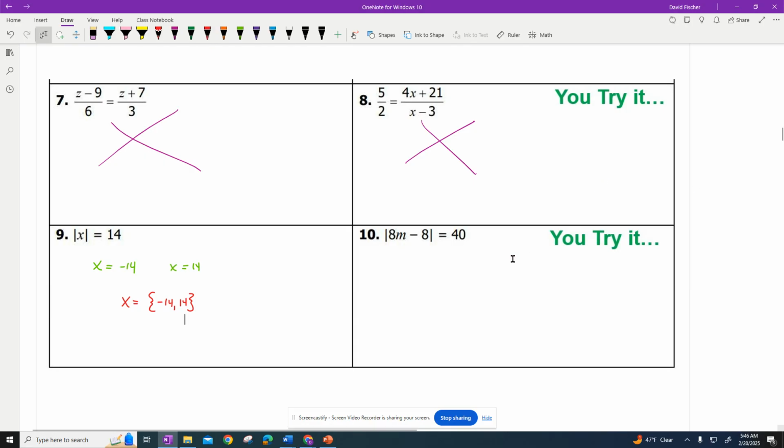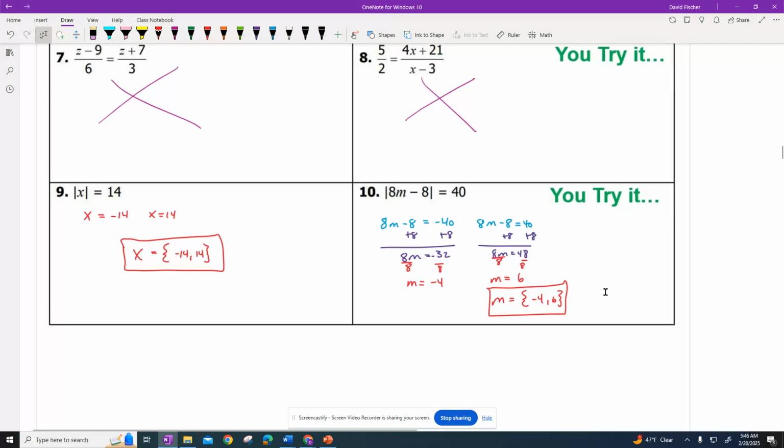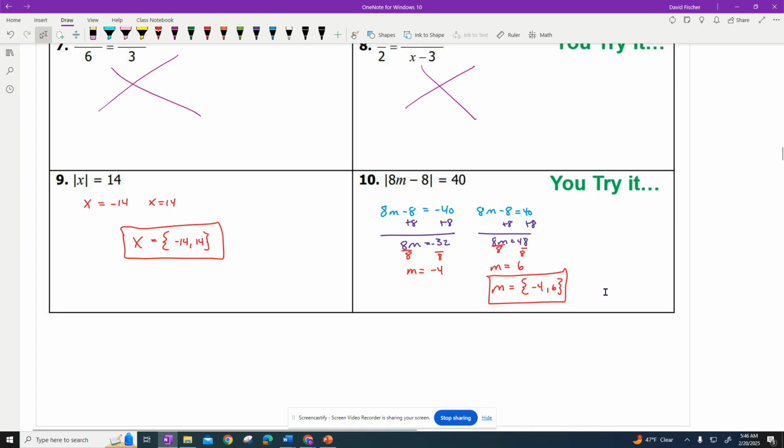You do number 10. And the kids are going to put their answer on the whiteboard, and then we'll check and see how they're doing. Pause your video and give it a shot. Alright, let's see how you did on number 10. I got -4 and 6 down here. Hopefully you did too. If you didn't, pause your video, check out my work, and see where you went wrong. Okay? Probably got it right though.